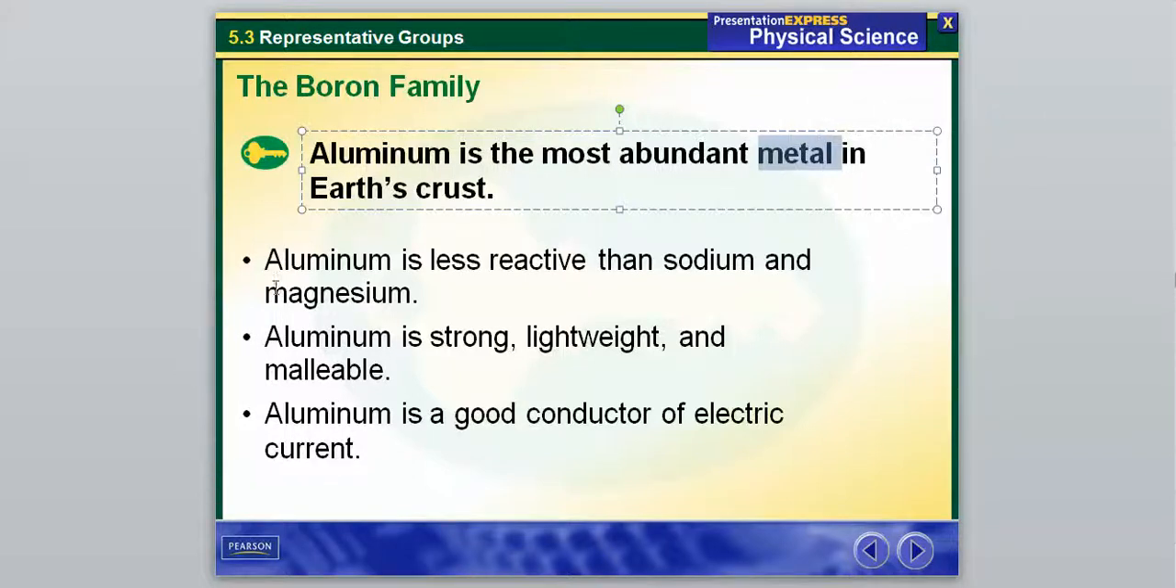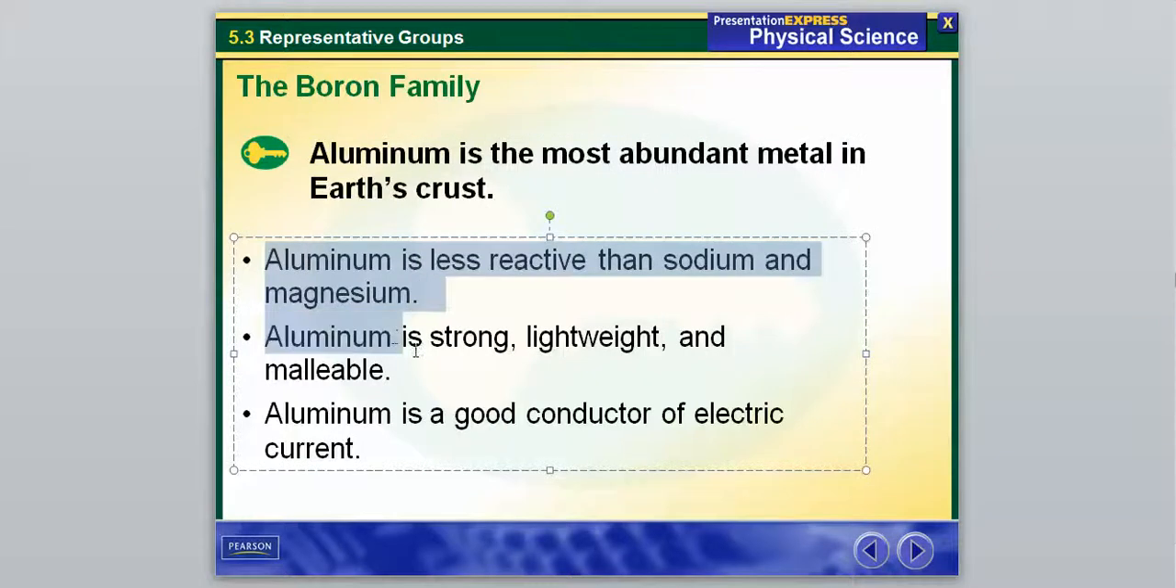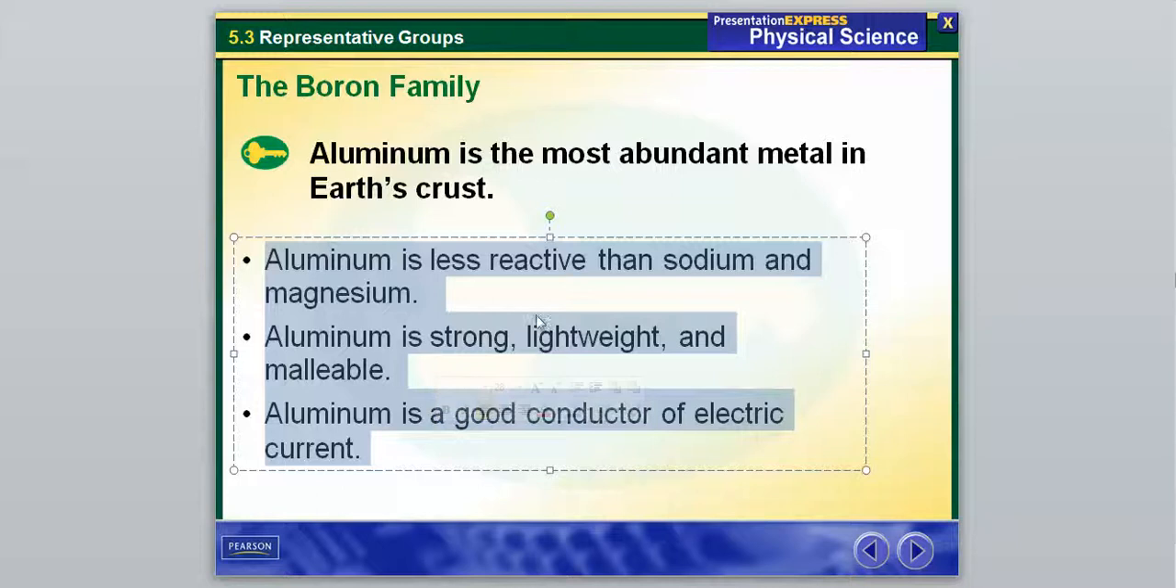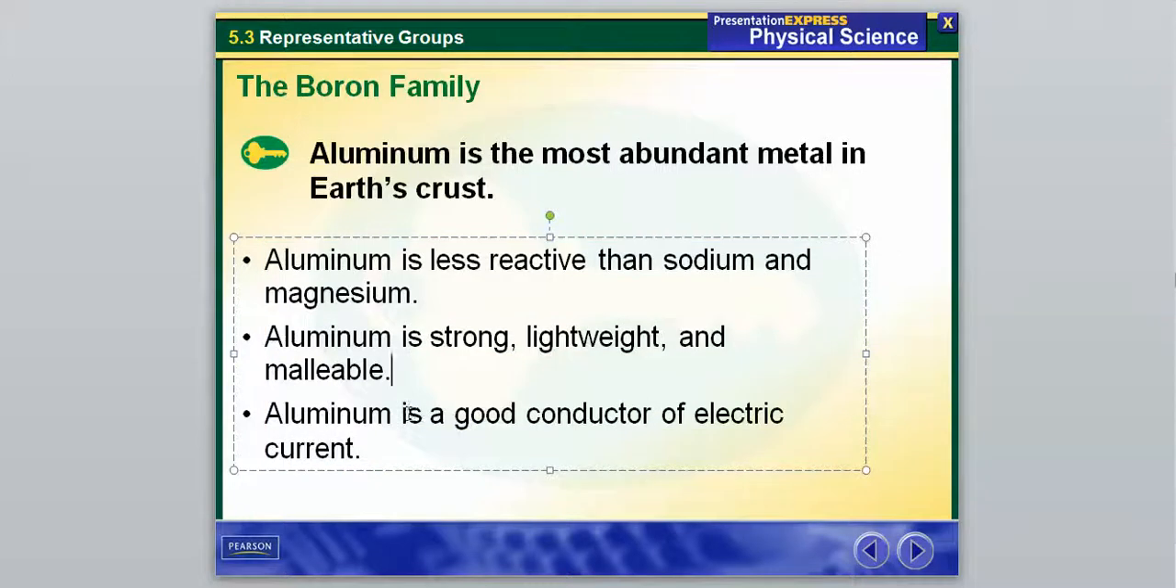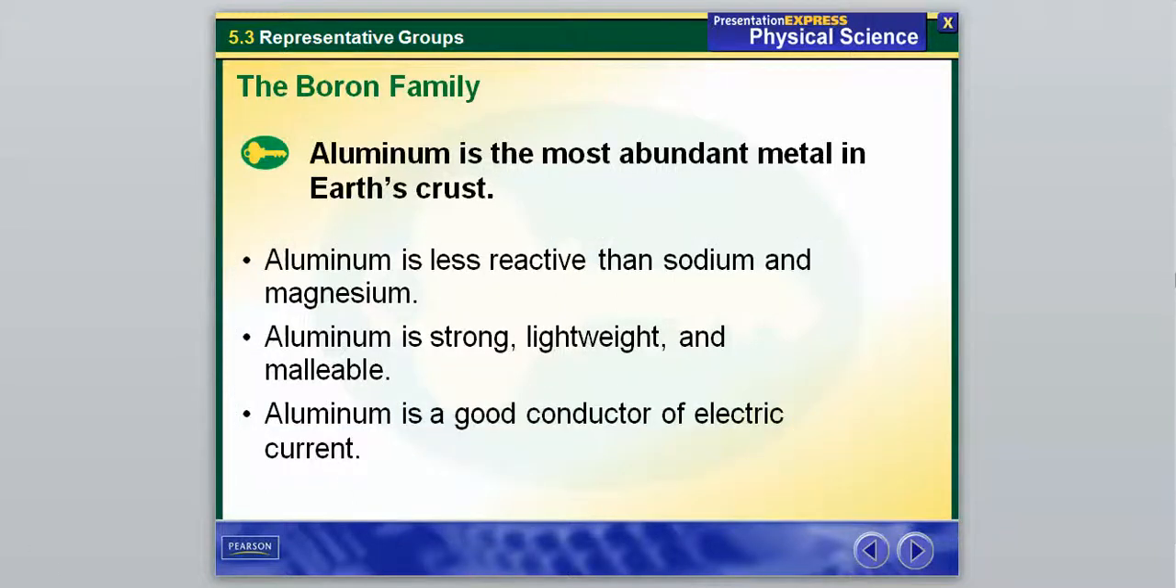And some characteristics of aluminum that make it probably one of the most readily used metals that we have: it is less reactive than sodium and magnesium, so it's not going to create a giant explosion every time it's exposed to water or air. It is strong, it's lightweight, and it's malleable. Those are some really good characteristics when we talk about wanting to make something useful. It's strong, it's lightweight, and we can actually bend it into the shape that we want. And it's also a good conductor of an electric current. So aluminum has a lot of really beneficial properties that make it very widely used in a lot of different things.